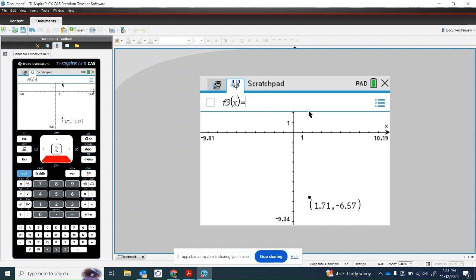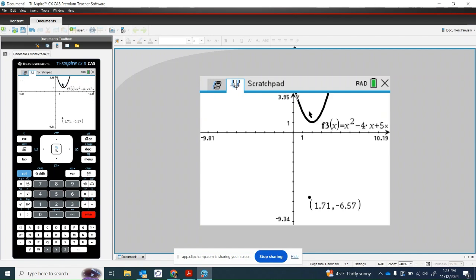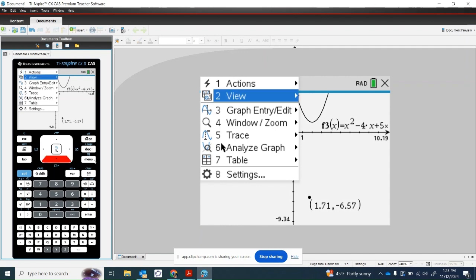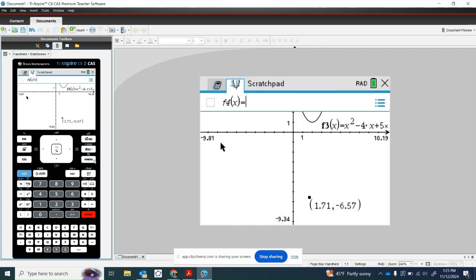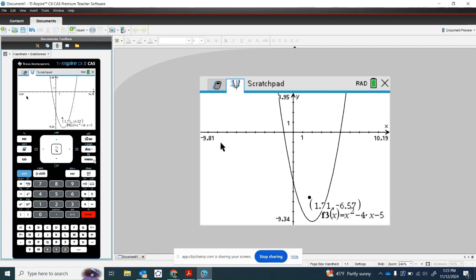I'm going to make a new function, and let's do a quadratic so we can find max, min, stuff like that. So y equals x squared minus 4x plus 5. So this doesn't have zeros, it has a minimum. So let's say I want to go edit that. Menu. I'm going to arrow up. I'm going to make that -5, so it goes underneath. There we go.